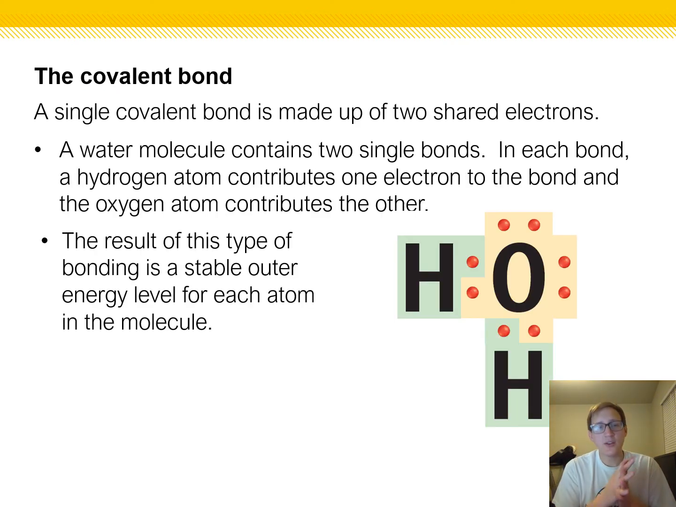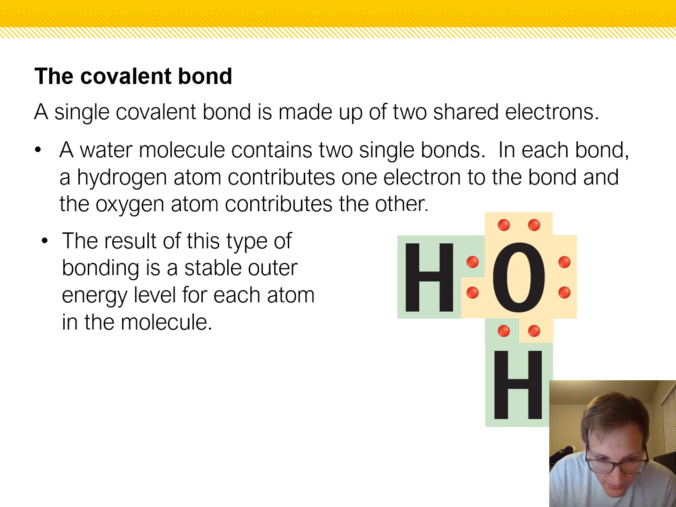All right, a single covalent bond is made up of 2 shared electrons. A water molecule contains 2 single bonds. In each bond, a hydrogen atom contributes 1 electron to the bond and the oxygen atom contributes the other. The result of this type of bonding is a stable outer energy level for each atom. So you'll notice here that oxygen has 6.